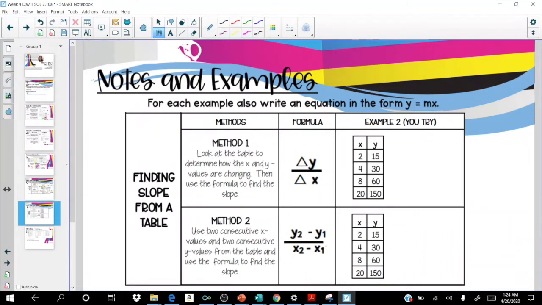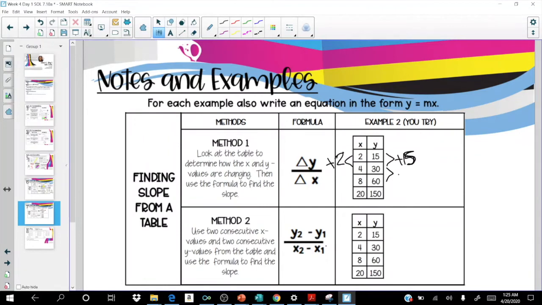So, method 1, change in y over change in x. 15 to 30. How is your y values changing? You can add 15. They're increasing by 15. Or it's increasing by 15 between these two values. And then x values, 2 plus 2 will give you 4. If you notice, the y values and the x values are not changing by the same value.